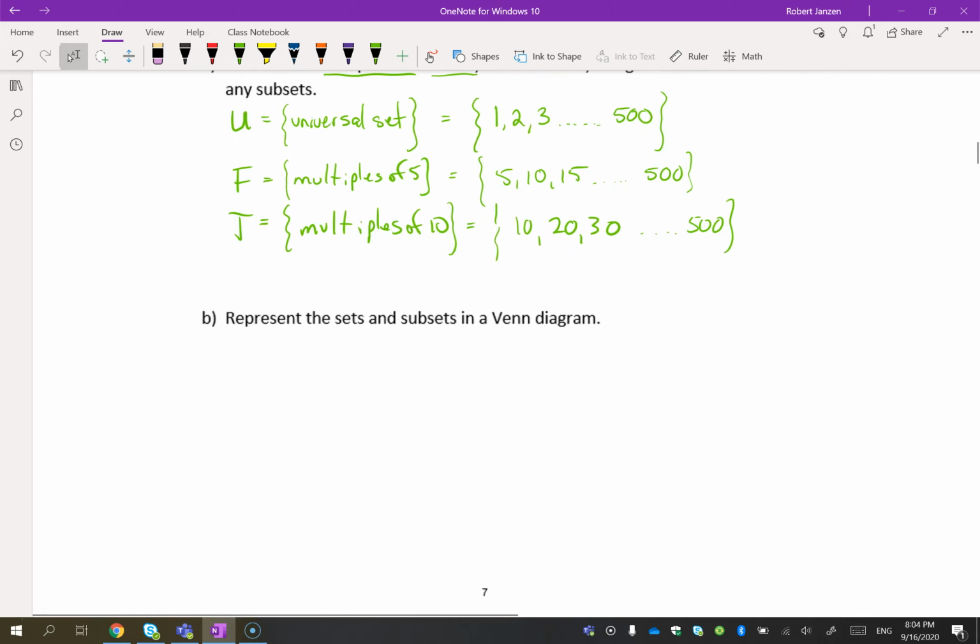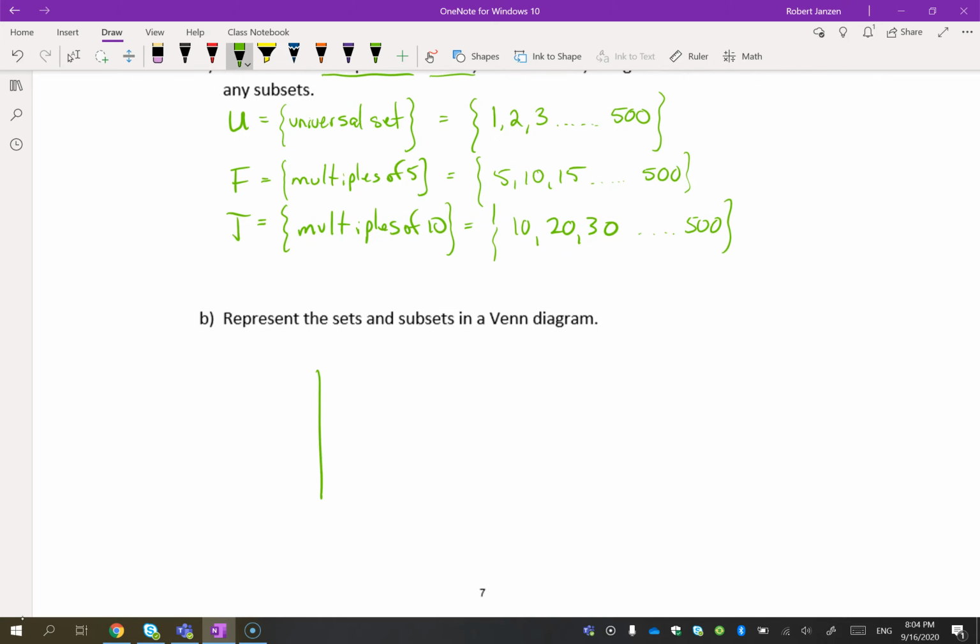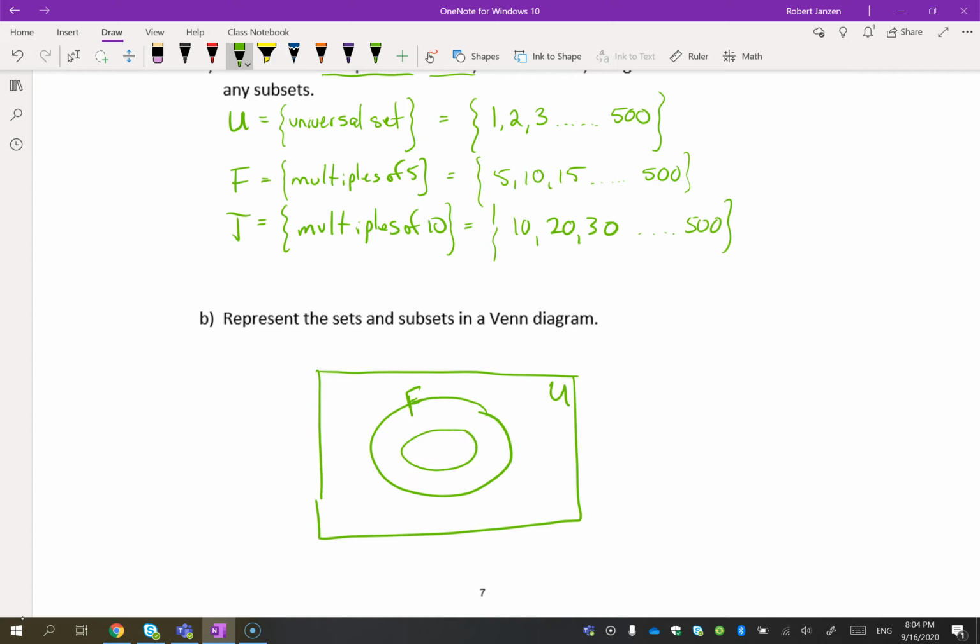Well, have you seen a Venn diagram before? It's very basic. Here is the universal set. These are all of the numbers from 1 to 500. Then in this set, some of the numbers fit into F. Those are all the multiples of 5. And then in the set F is a subset T.